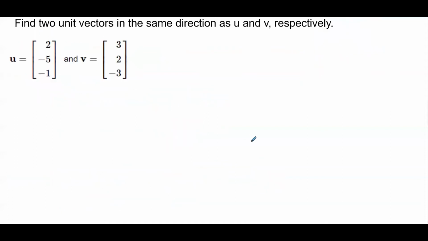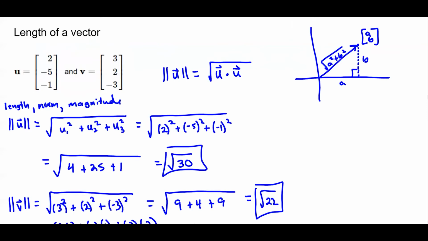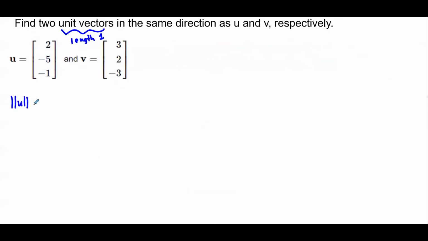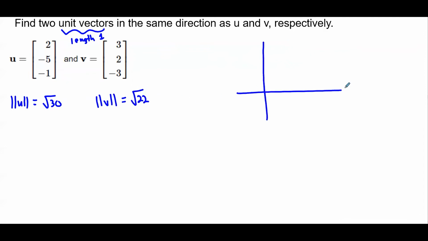This says find two unit vectors in the same direction as u and v respectively. So what does it mean to be a unit vector? It means that the length is 1. So unit vectors have length 1. So first we need to find the lengths of these two. We just did that on the last one, right? So we got the magnitude of u is the square root of 30, and the magnitude of v is the square root of 22.